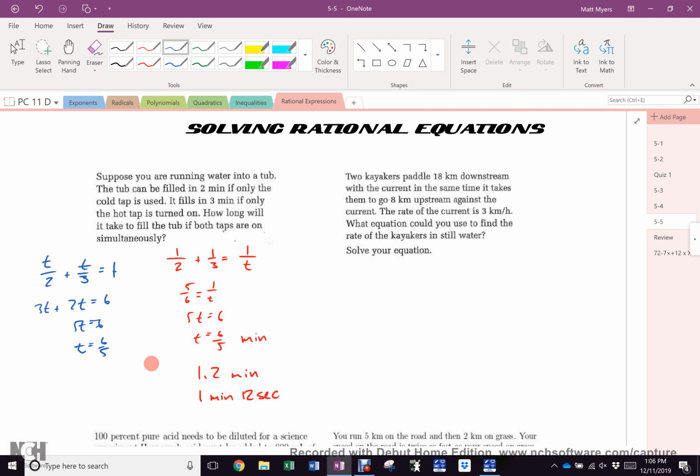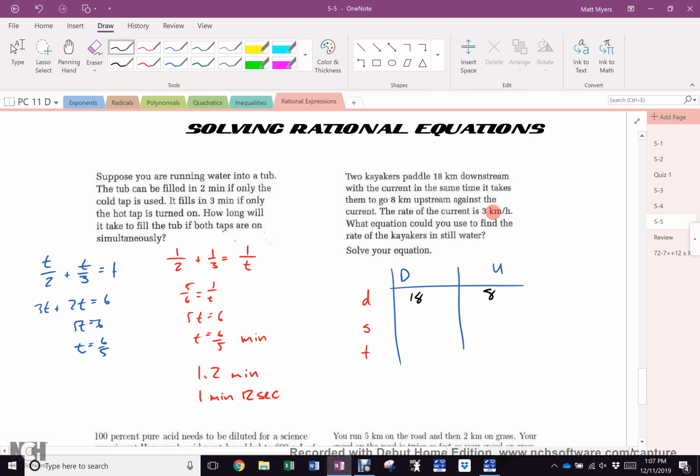All right, two kayakers paddle downstream, then they paddle upstream. So there are how many sections to their journey? 2. There's the downstream, and there's the upstream. And in each of those sections, they are going to pass through a certain amount of distance at a speed and with time. What is the distance they traveled downstream? 18. What is the distance they traveled upstream? 8. The current is 3 kilometers an hour.